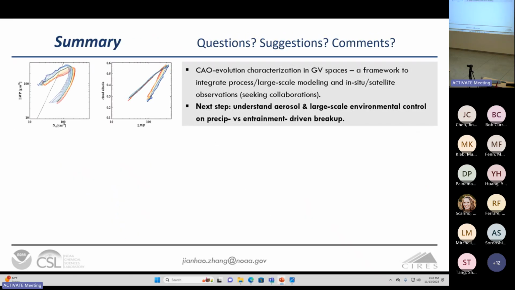So to summarize, for the cold air outbreak cases, we want to get some collaboration going, maybe for an intercomparison. And the next step is to understand some large-scale controls, for example SST, on this precipitation versus entrainment-driven breakup.